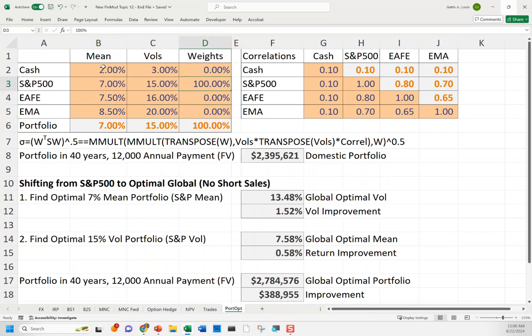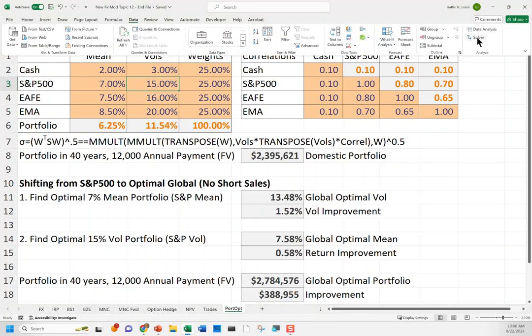To do that, we can run Solver. Let's first reset these weights to 25%. It's always better in Solver to start with equal weights or less extreme weights before running it. What we want to do is try to find a portfolio with the same mean, 7%, but a lower vol. So can we still get $2.39 million, but with less risk that that number could be lower?